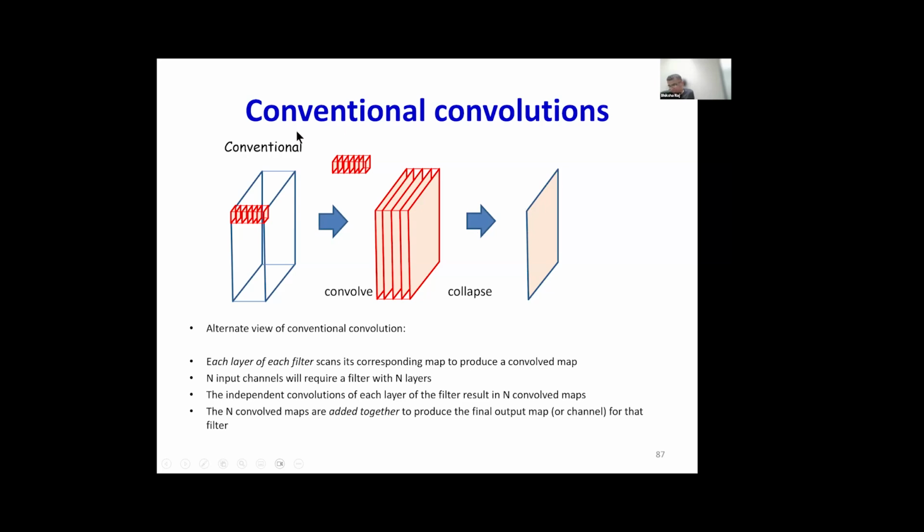Is this picture making sense to you? Right. So basically, the filter has as many channels as the input. And so when you perform convolution, each channel of the filter is convolving the corresponding channel of the input. So the result is going to be as many channels as the number of input channels. These are collapsed to give you the final output of the filter.